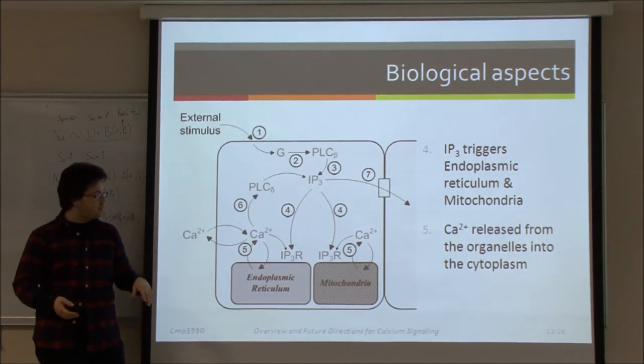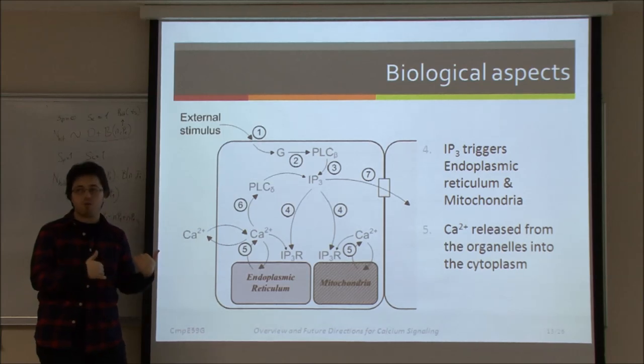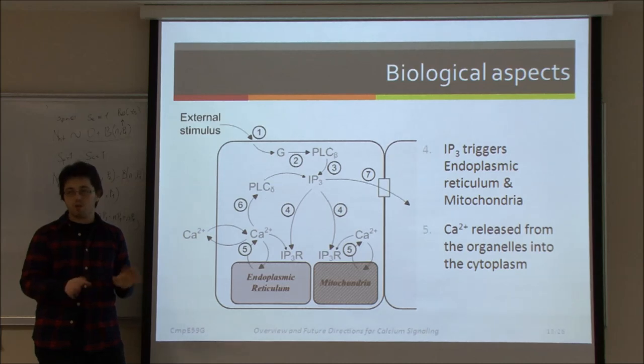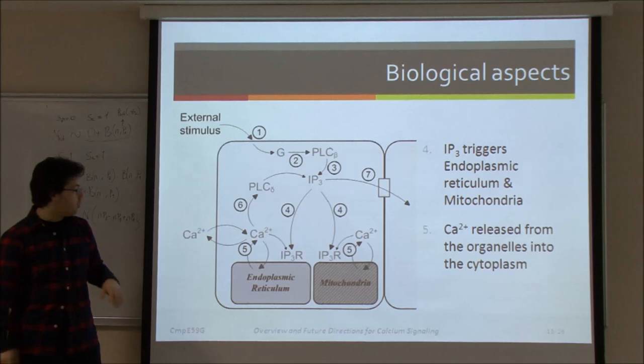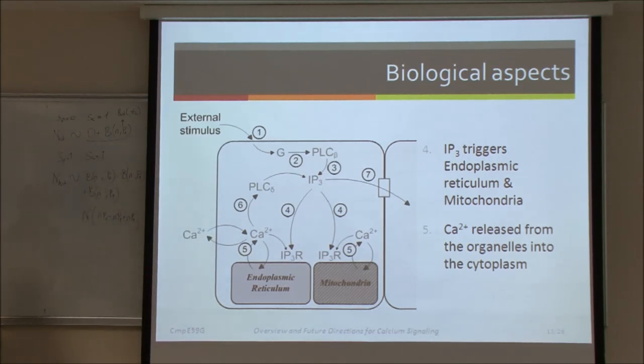These organelles have different importance or jobs, but from our point of view, they're just calcium storage, okay? And we don't care about their other uses. So when the IP3 and IP3 receptors form bonds, the calcium ions are released into the cytoplasm.